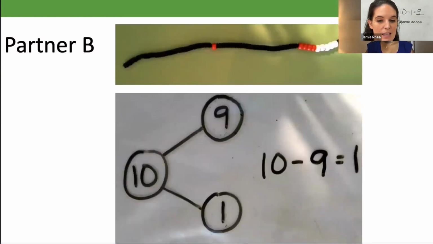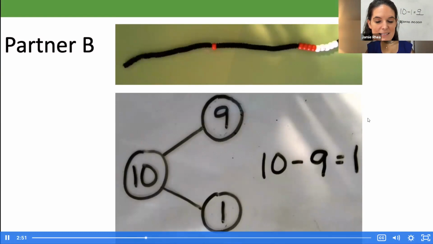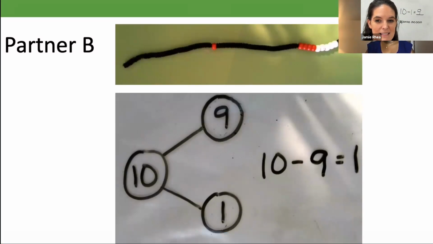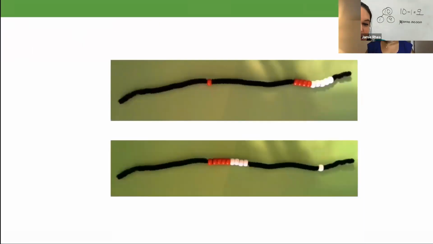So for me, I pushed 9 beads away from the set. My number sentence reads 10 minus 9 equals 1. And this is what my number bond looks like. Does her number bond and our number bond look similar? Our stretched out bracelets. Tell me, what's the same or different about them? What do you notice about our bracelets?